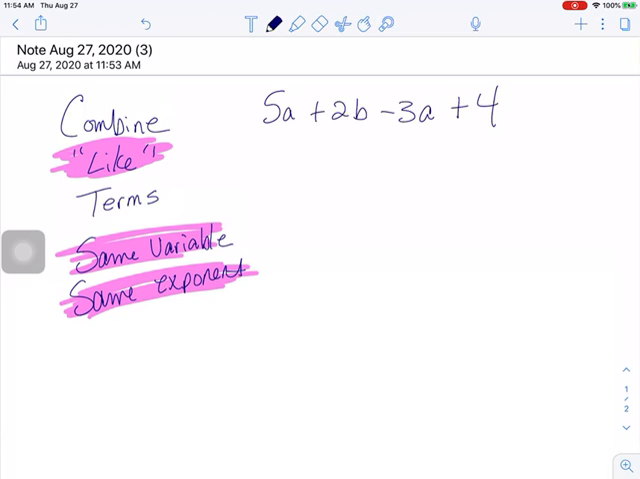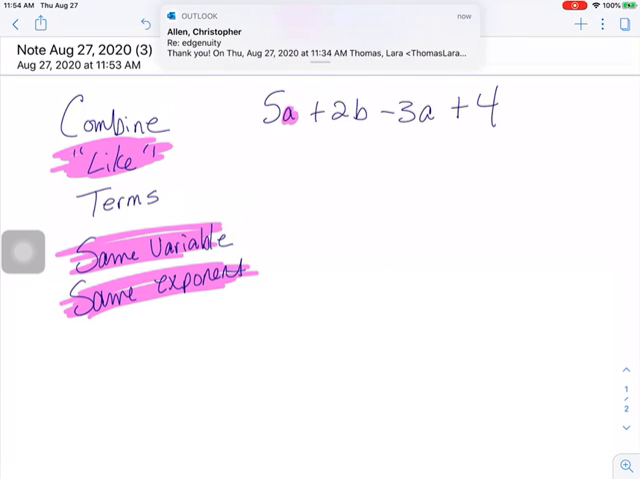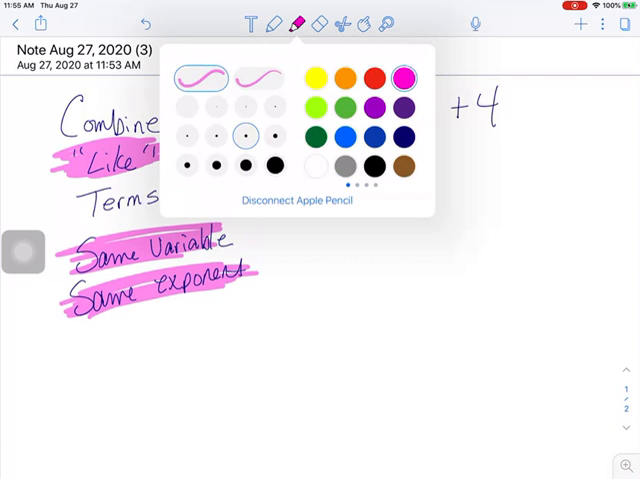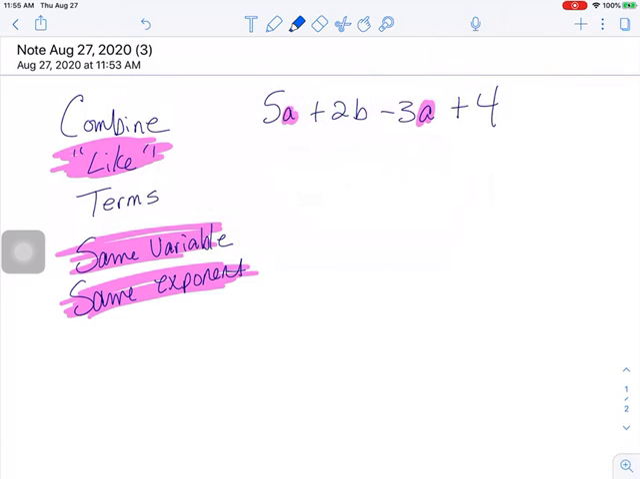So when I look at this expression up here, first I see this a. So I'm going to go find another a. Here is my other a. Now when I combine a's, what that looks like is I take my coefficients and I do whatever they say, basically. So here you have 5 minus 3. 5 minus 3 is 2. I meant to write that in pen. That's okay. 2a. So I have 2 a's.